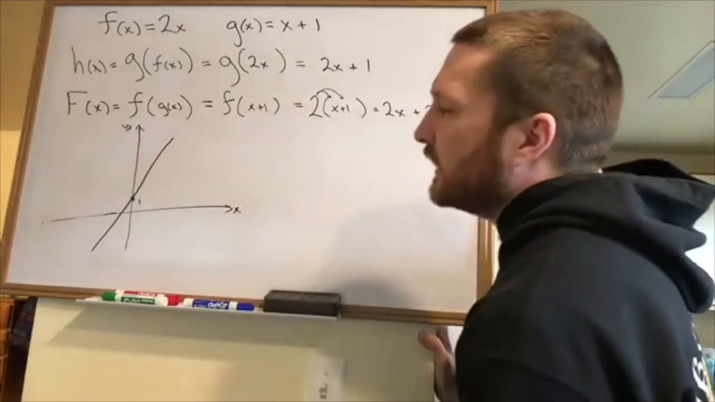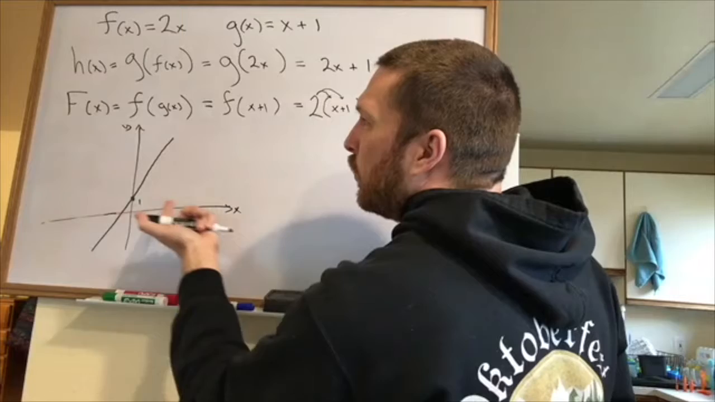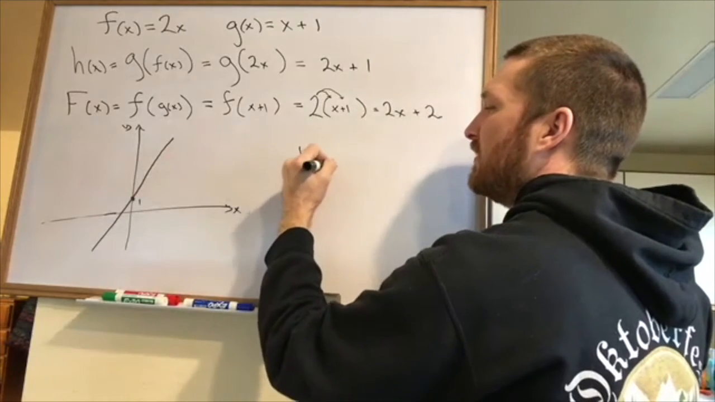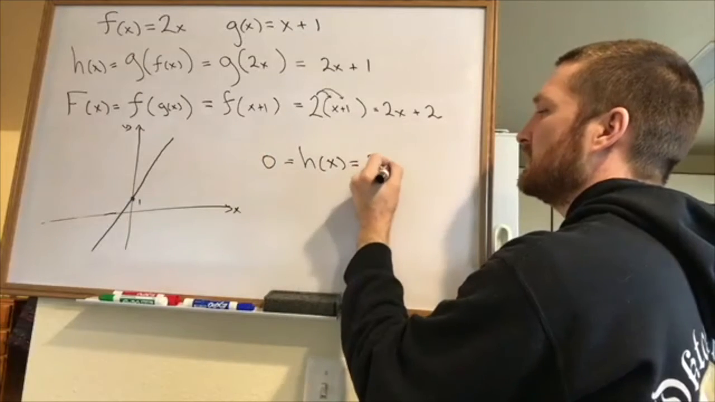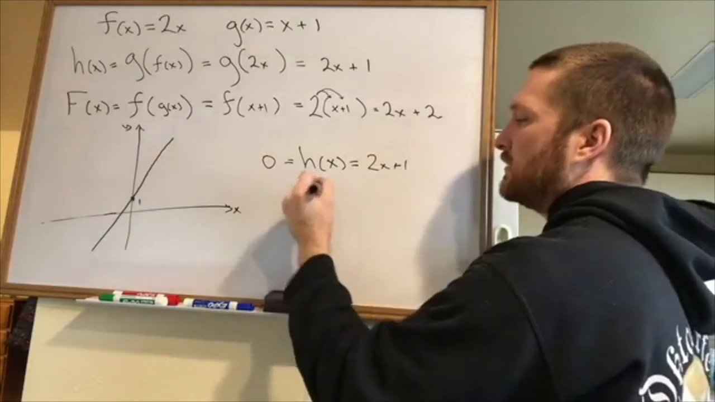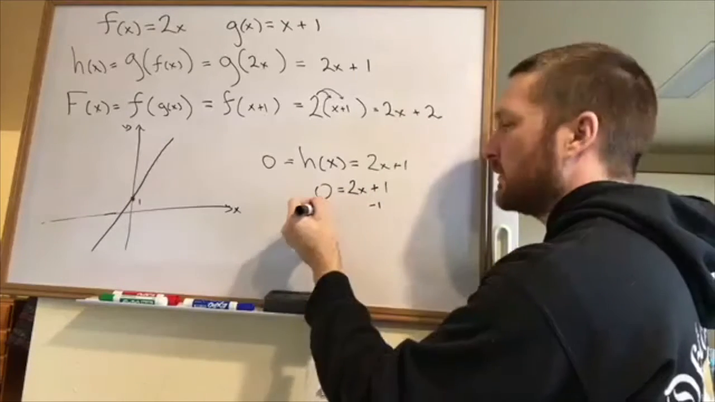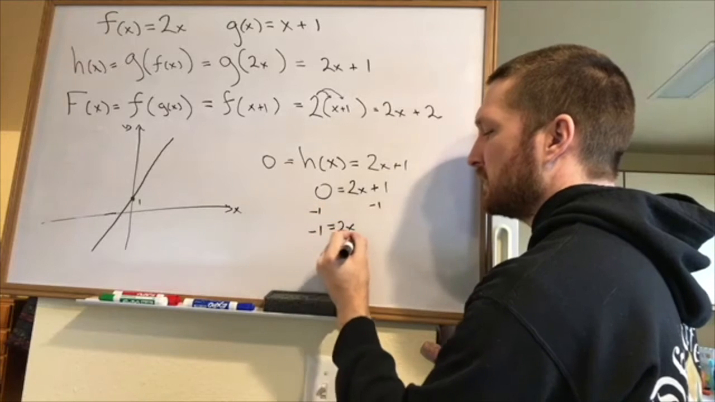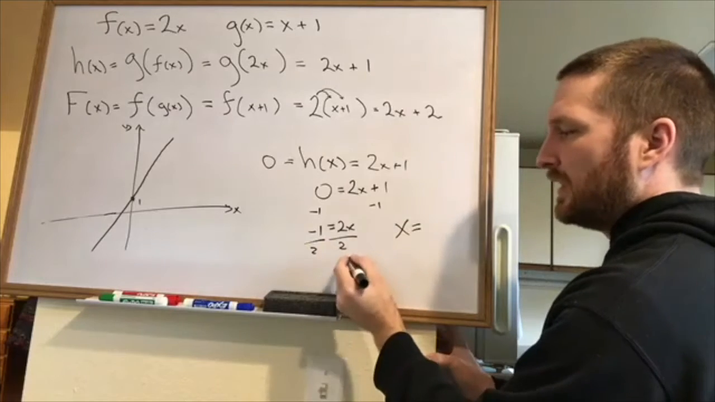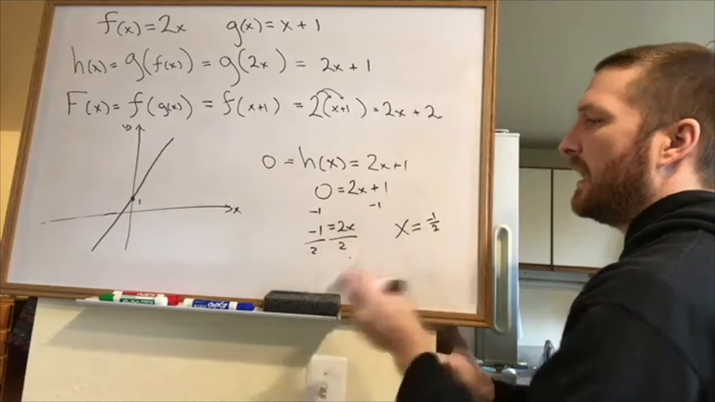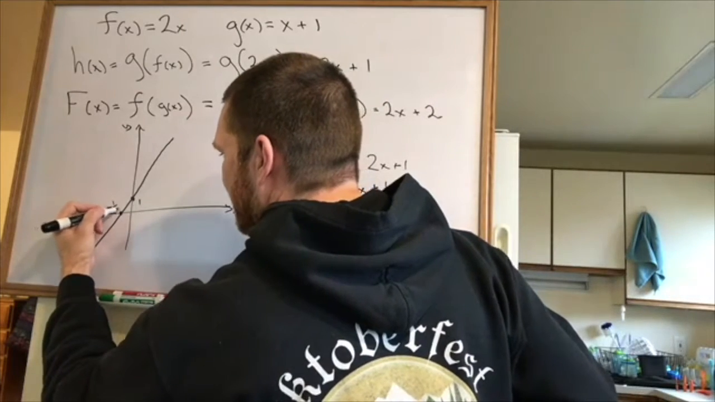And indeed, if I were so inclined, since I'm graphing, I might as well do it. Say, when the output is 0, when the y value is 0, then what is that x value? So I'm going to subtract 1 from both sides. I get minus 1 equals 2x, divide by 2. And I get that x is equal to negative 1/2. And that makes sense with the picture that I've drawn. Negative 1/2 is on that side right there.